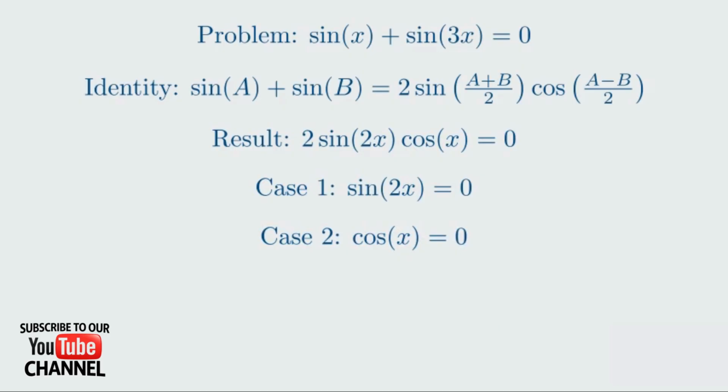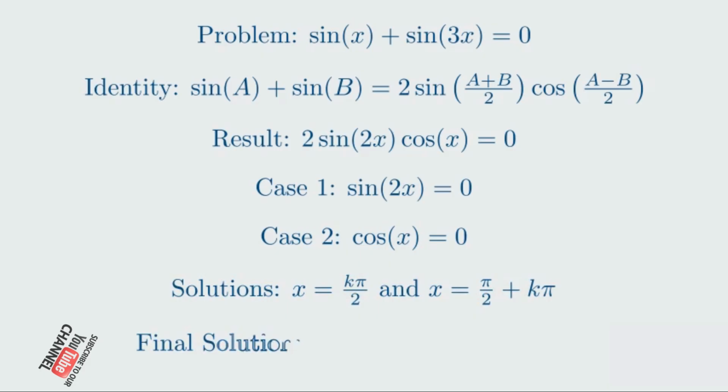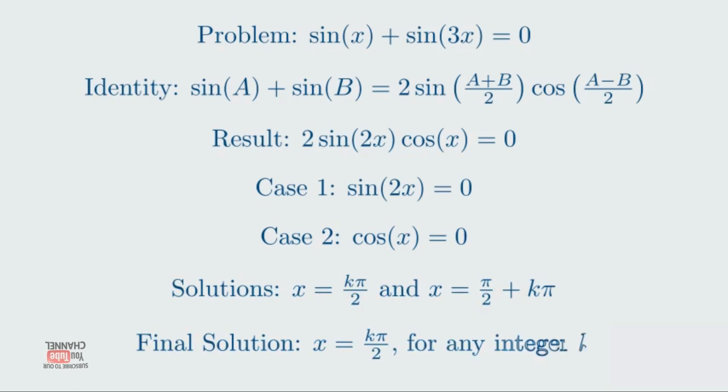Solving these cases gave us two sets of solutions. One set was x equals k pi over 2, and the other was x equals pi over 2 plus k pi. Finally, by carefully examining the two sets of solutions, we found that the second set was already contained within the first. Therefore, the comprehensive solution capturing all possibilities is x equals k pi over 2, where k is any integer. And there you have it.